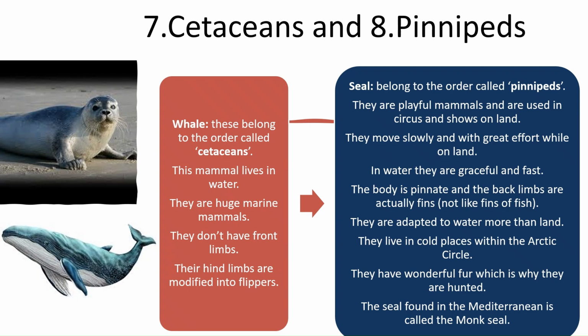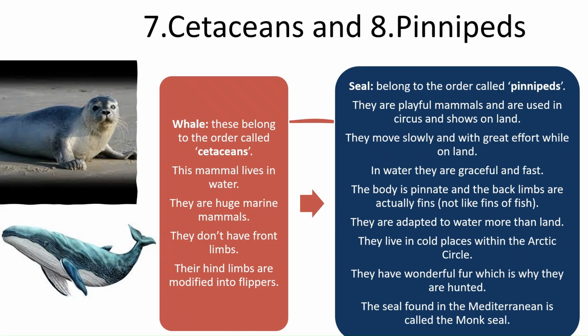Seal belongs to the order called pinnipeds. They are playful mammals and are useful in circuses and shows on land. They move slowly and with great effort while on land. In water, they are graceful and fast. The body is pinnate and the back limbs are actually fins, not like fins of a fish. They are adapted to water more than land.